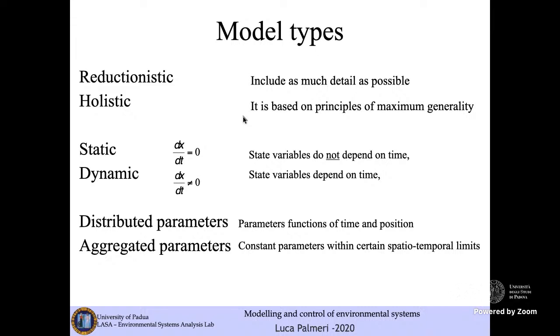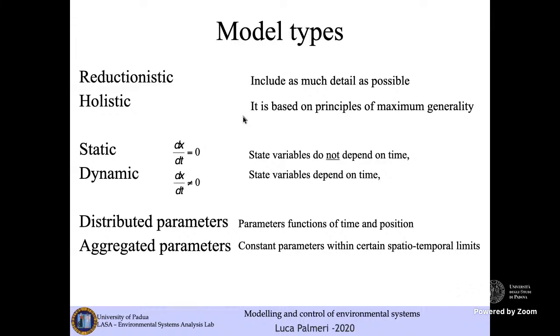In the holistic perspective, instead, it is based on the principle of maximum generality. We neglect several details. We prefer focusing on some general indicators that may be the energy or the entropy or the diversity or some other indicators that may somehow give you a holistic or a whole picture of a system by neglecting some of the details that may be confusing, at least at the first step.